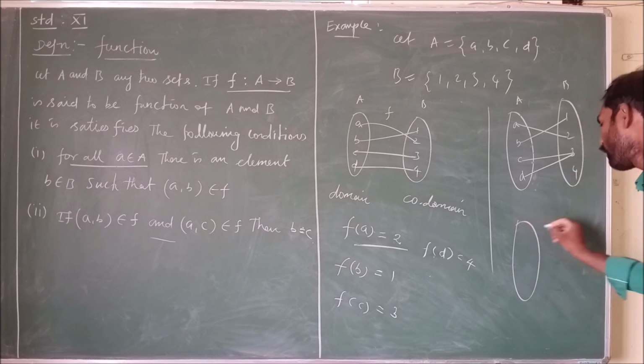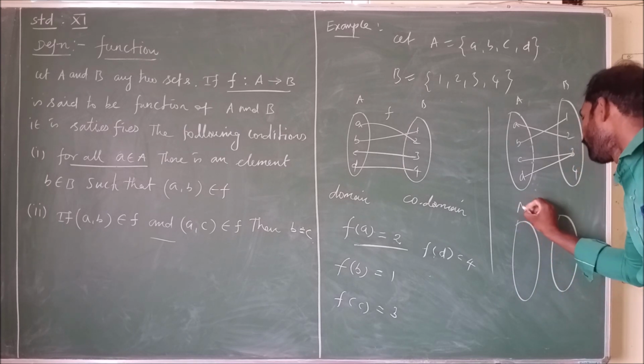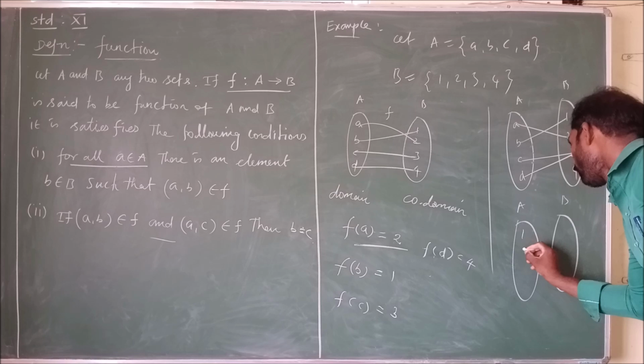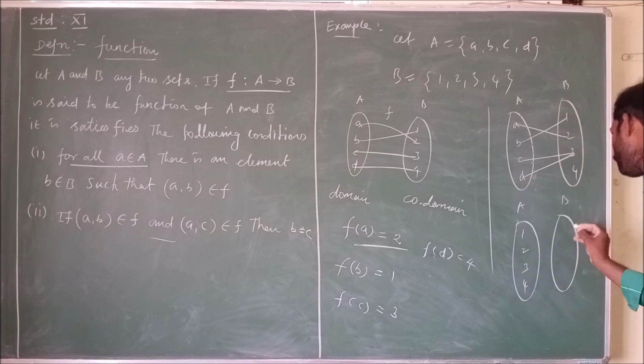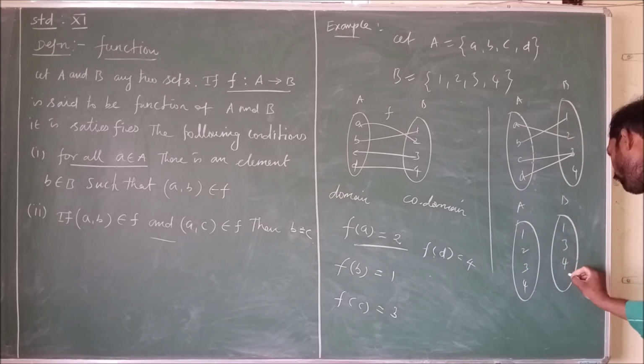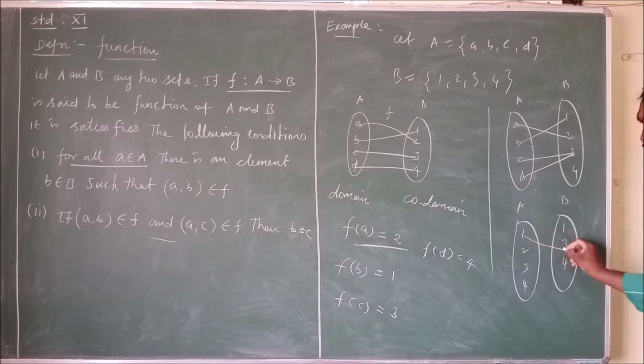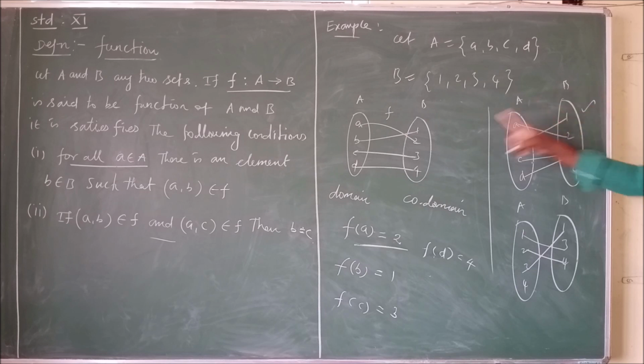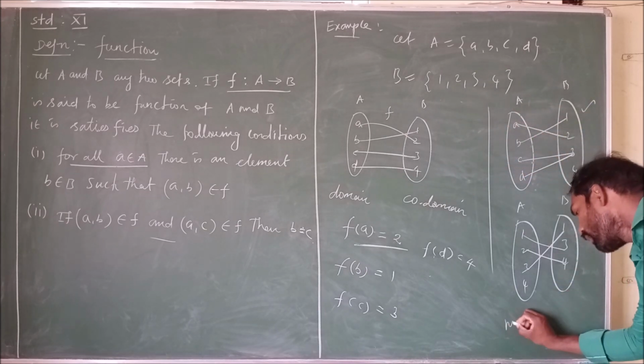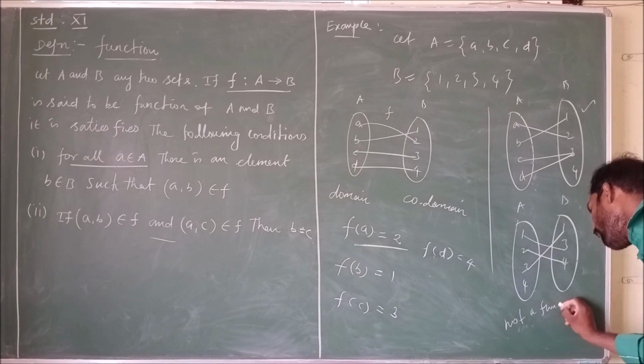Now, what is not a function? Take A and B with elements 1, 2, 3, 4 and 1, 3, 4. 1 is mapped to 3, 3 is mapped to 1, 2 is mapped to 4, and 4 is not mapped in the codomain. This is called not a function.